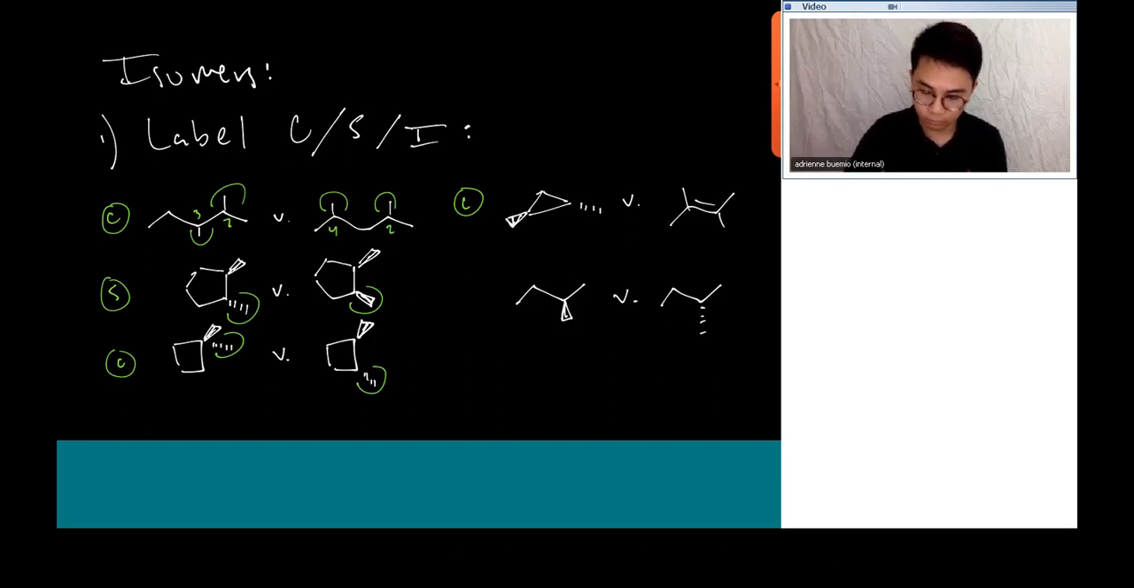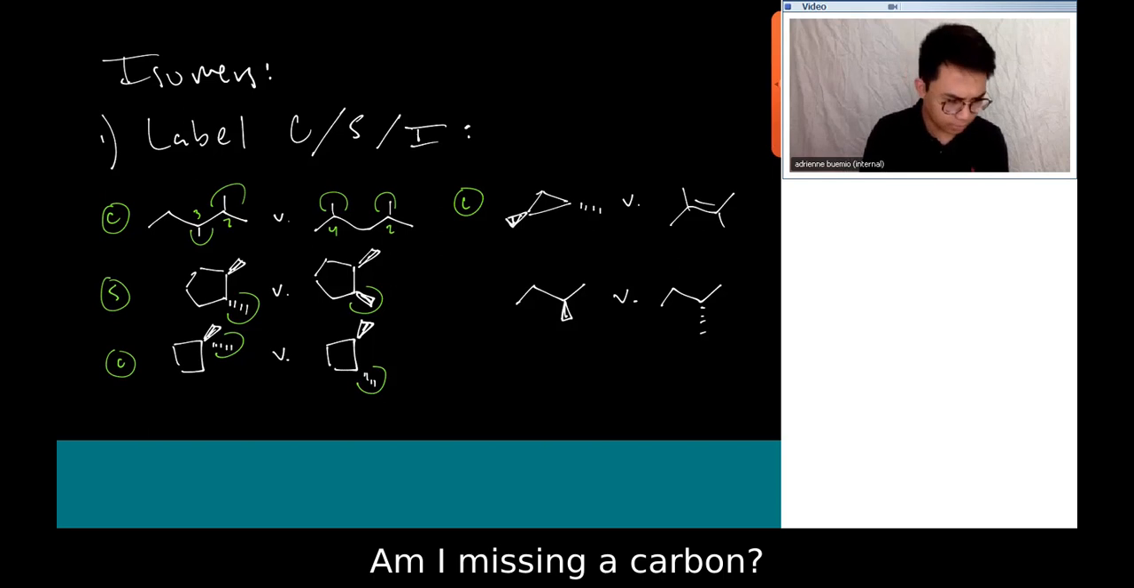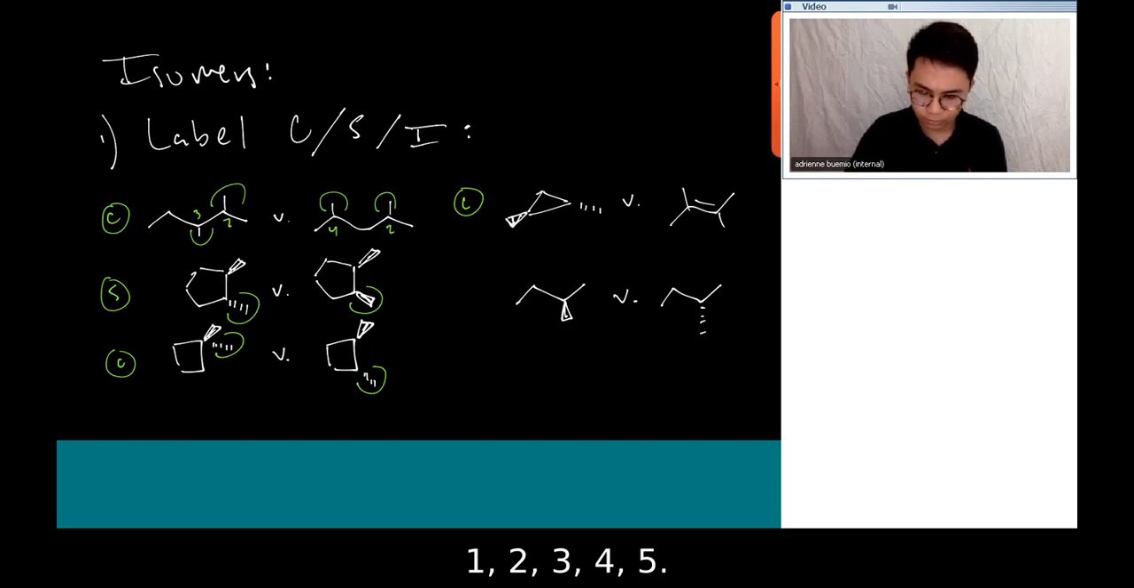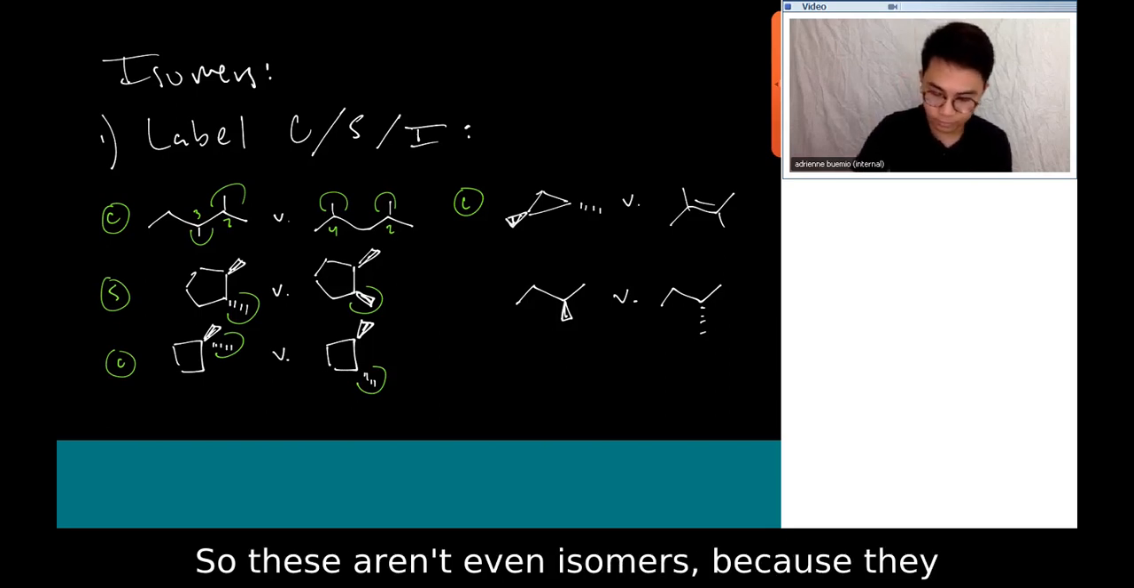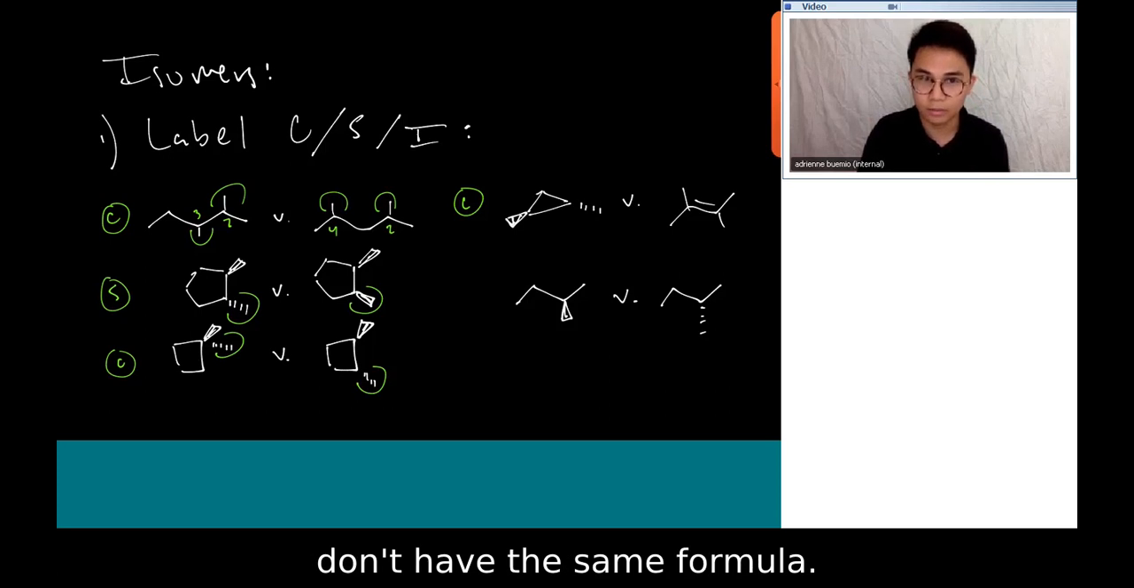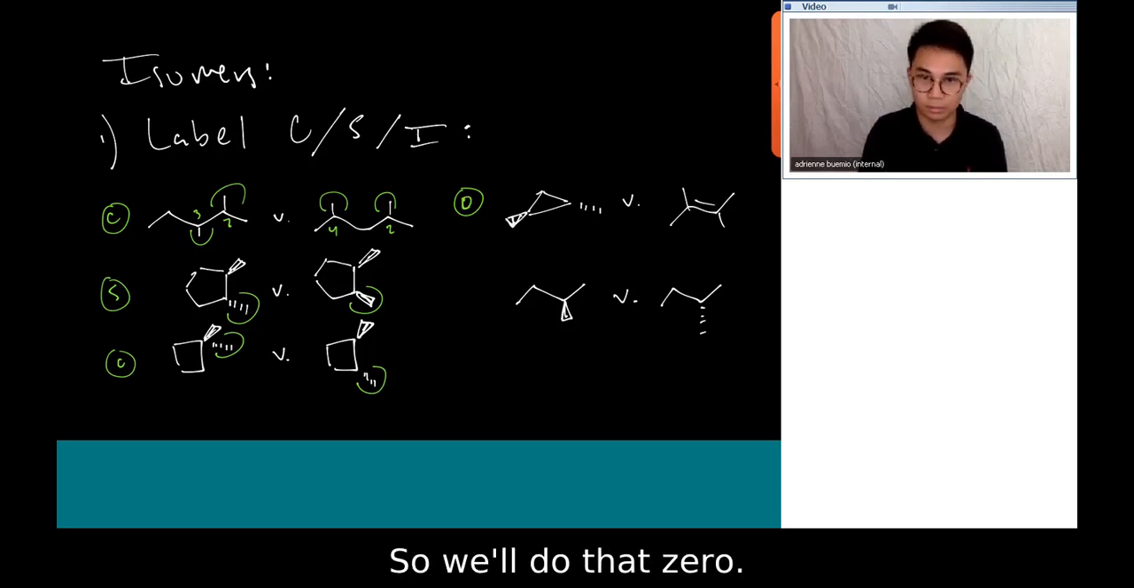1, 2, 3, 4, 5 carbons. Am I missing a carbon? 1, 2, 3, 4, 5. 1, 2, 3, 4, 5. Okay, yeah. So actually, these are none, right? So these aren't even isomers because they don't have the same formula. So we'll do that 0.